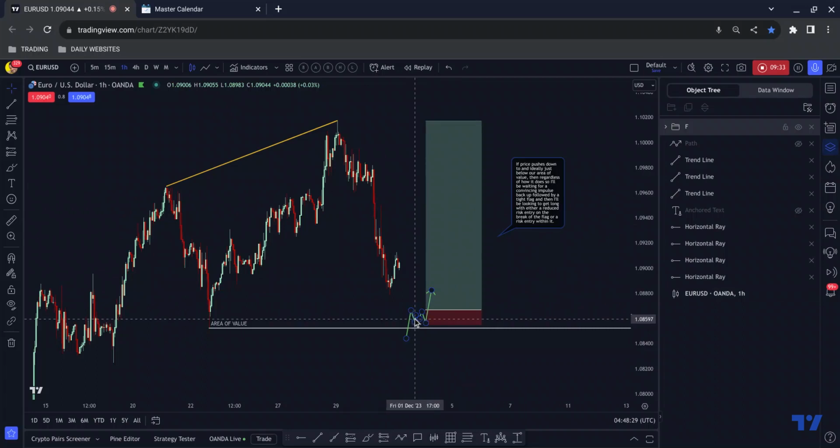So that is my forecast today. That is what I will be looking for. I have an alert set just above the area of value there, as you can see. If it does not trigger, then I will not be looking to place a trade.